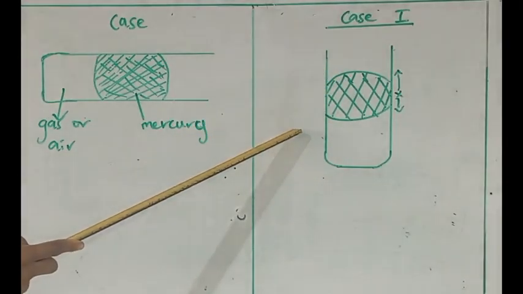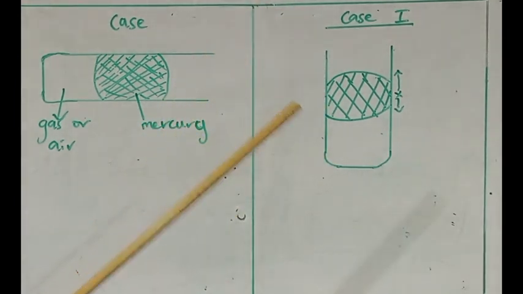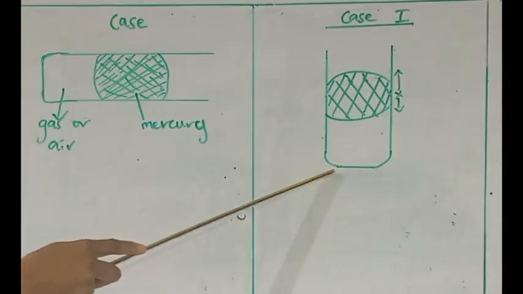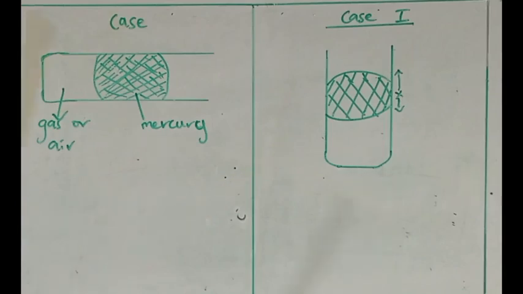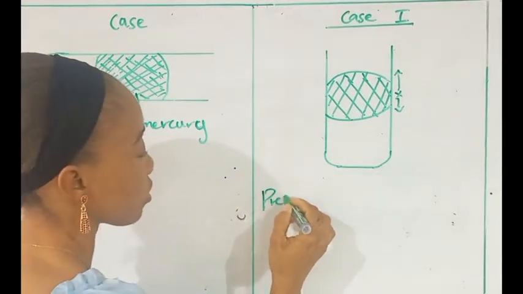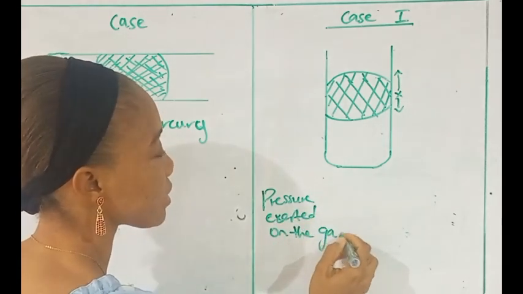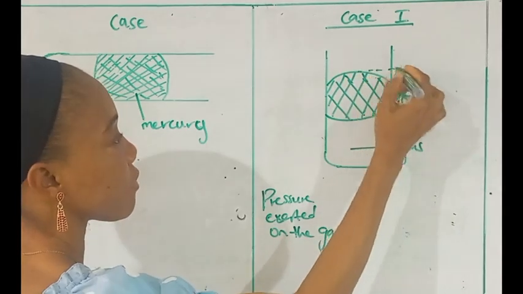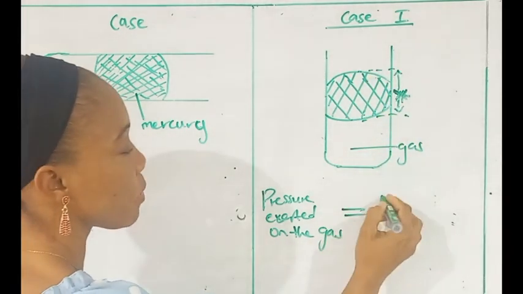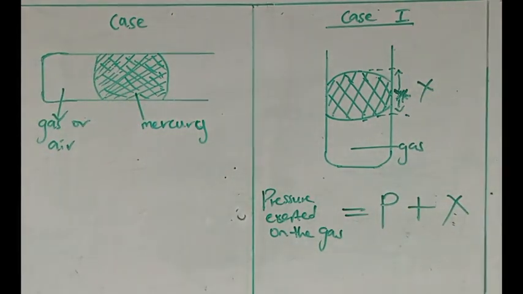This is case 1, when the tube is placed vertically with the closed end at the bottom. In this case 1, we can calculate the pressure exerted on the gas. The pressure exerted on the gas, that's the gas here, and this is x, the length of the mercury, is going to be atmospheric pressure plus this distance x. This is for the first case.